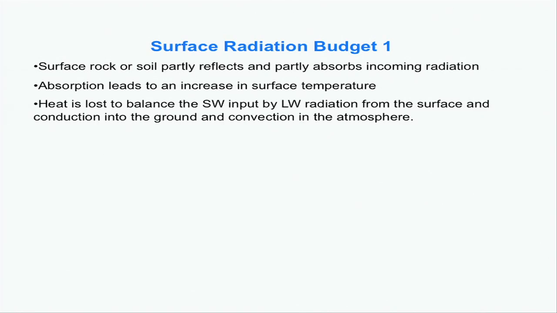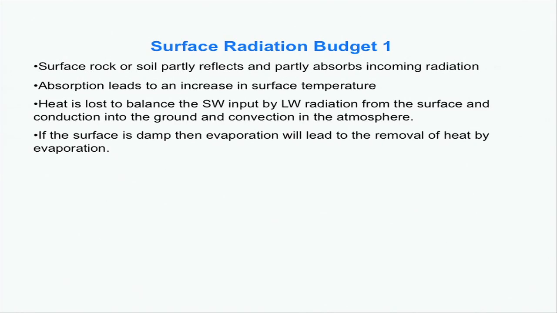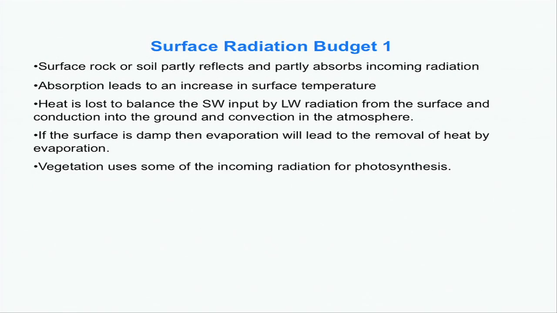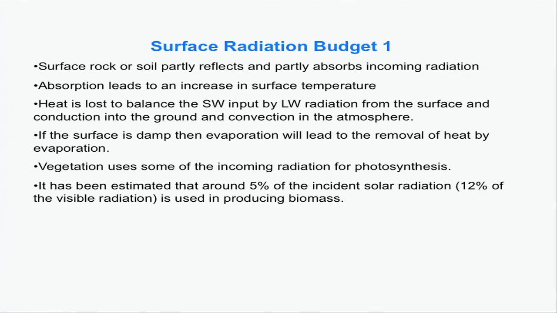So if the surface, for example, has water on it, it's damp, or if we're talking about a lake, a river, etc., then of course we're going to get evaporation occurring, and that's one of the indirect radiative effects. We're going to produce lots of evaporation, and that's a very efficient way of removing heat. Actually, evaporation is an excellent way of transporting heat through the atmosphere. Of course, the surface may also have vegetation on it. And that vegetation is going to use some of the incoming radiation, obviously for photosynthesis, to convert into biomass. It's been estimated that about 5% of the incident solar radiation, actually about 12% of the visible part, is used by vegetation to produce biomass annually.